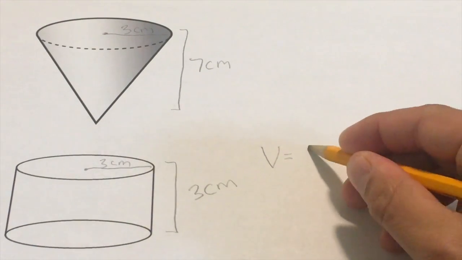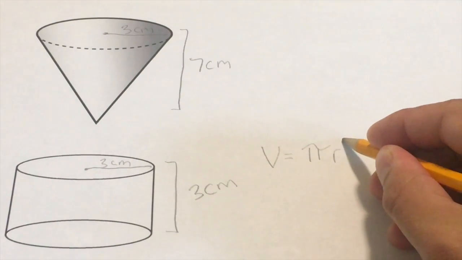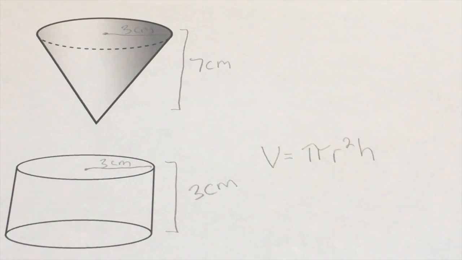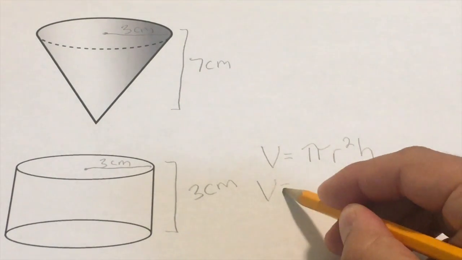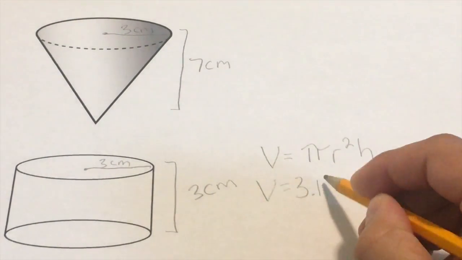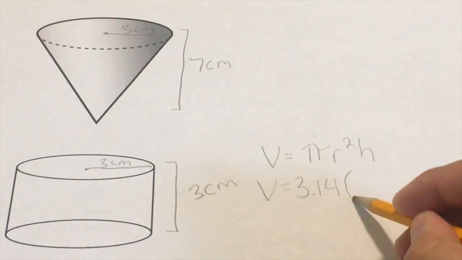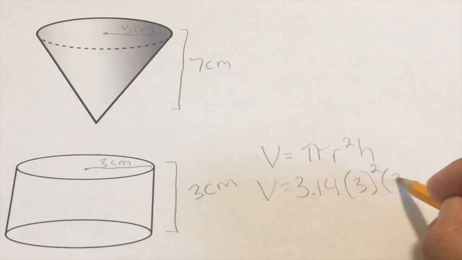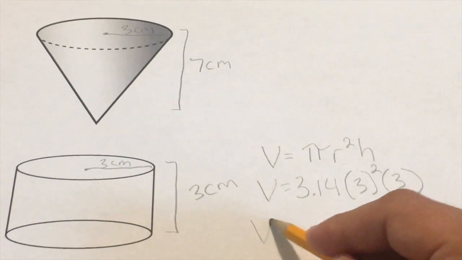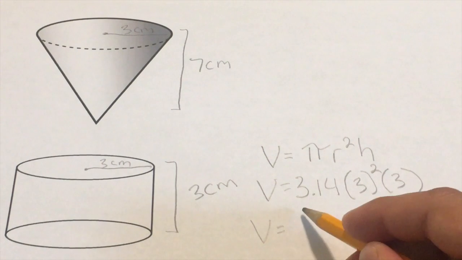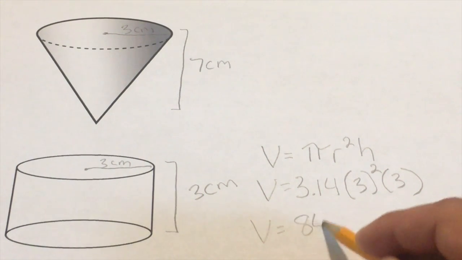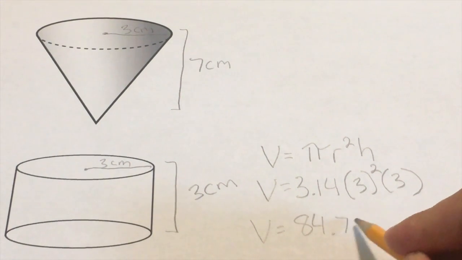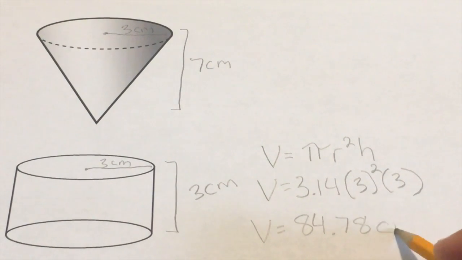Volume equals pi times r squared h for the cylinder. We substitute 3.14 for pi. The radius is 3 and the height is 3. Little calculator magic, plug it all in, and you end up with 84.78 cubic centimeters. So that's how much ice cream can fit in the cup.